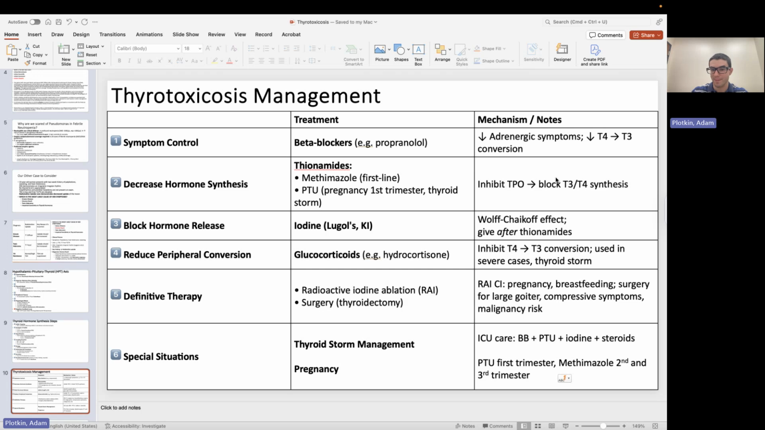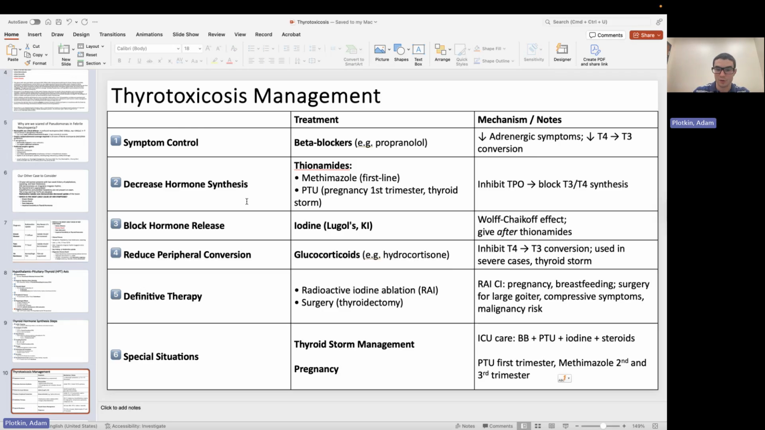All right, so thyrotoxicosis management. Let's just talk quickly about how we manage these patients. We do symptom control with beta blockers. So again, that will decrease the adrenergic symptoms, and then it will decrease the conversion of T4 to T3. That's because drugs like propranolol actually decrease the activation of 5' deiodinase. So I can give a drug like propranolol, and not only will it block my adrenergic receptors, obviously in this case my beta receptors, because it's a non-selective beta blocker, but it'll also decrease the conversion of T4 to T3, limiting the production of the really potent hormone.